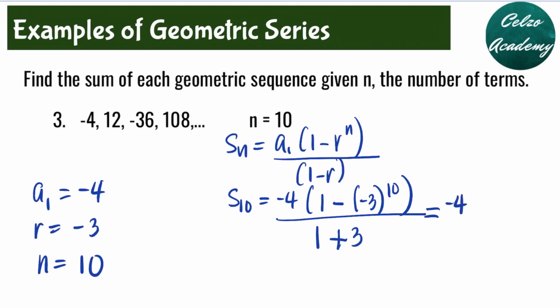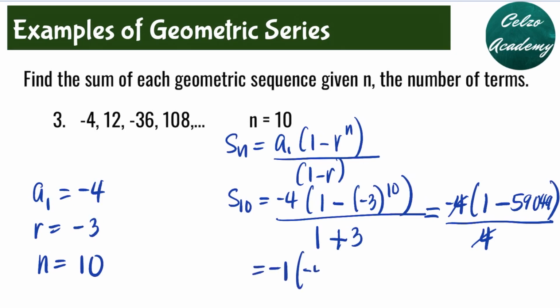Simplifying this, we have -4 times 1 minus -3 to the 10th power, which is 59,049, all over 1 plus 3, and that is 4. Simplifying this, -4 divided by 4 is -1. And simplifying the parentheses, that is -59,048. So our S of 10 here is 59,048.